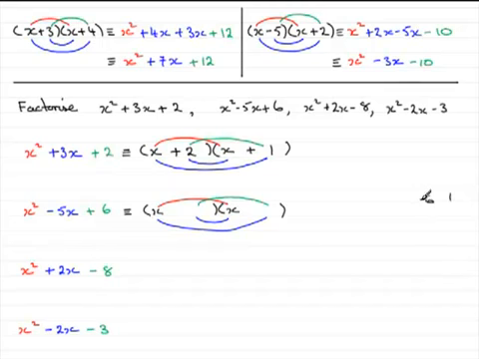6 times 1, plus 6 times plus 1, gives plus 6 when multiplied together. That looks good. But when you group them, a 6 and a 1 gives a 7, and we want a minus 5x. What about a 3 and a 2? Plus 3 and a plus 2. Plus 3 times plus 2 is plus 6, but when you group them together, you get plus 5. Ooh, we need a minus 5.